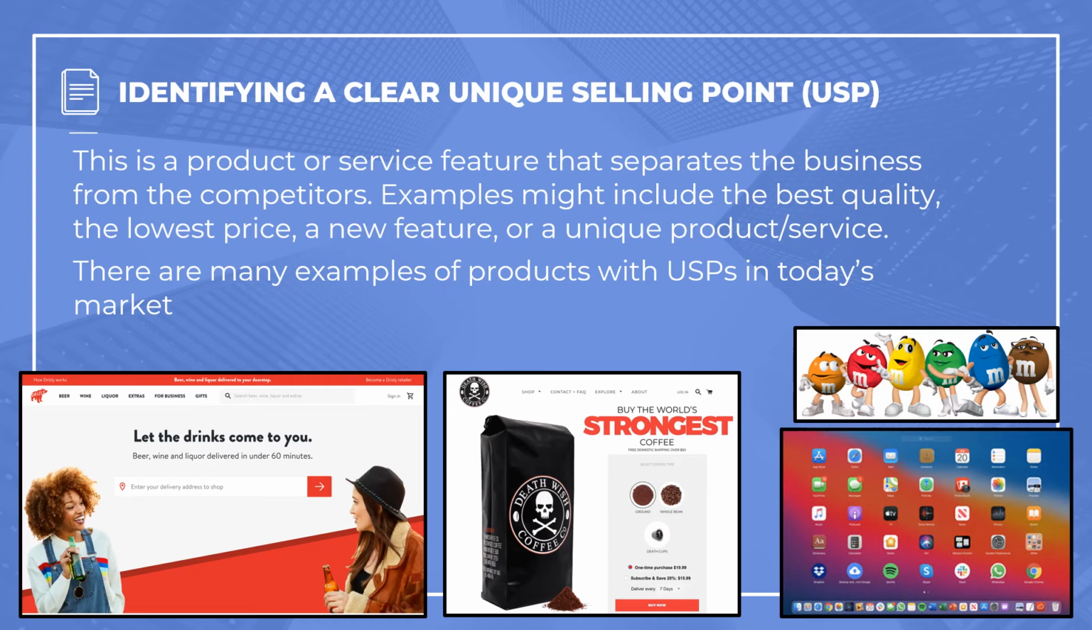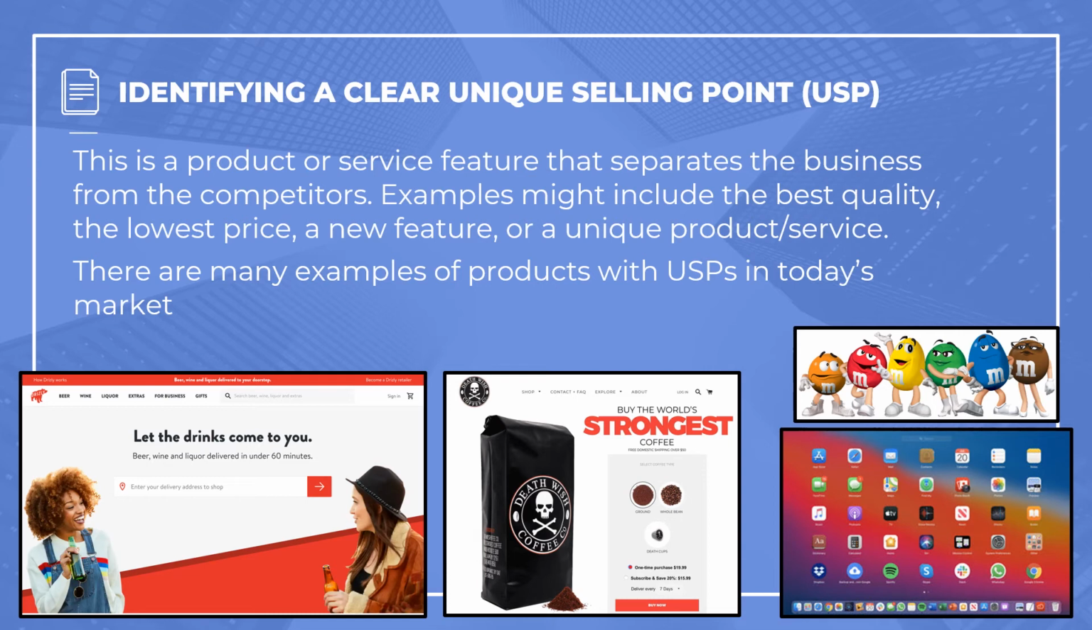If you look at some of the examples at the bottom, we have M&Ms. They were one of the first sweets that came out that were chocolate, and they made this claim: it melts in your mouth but not in your hand. So in other words, you can hold the sweets and they're not going to melt in your hand, and that was their unique selling point.